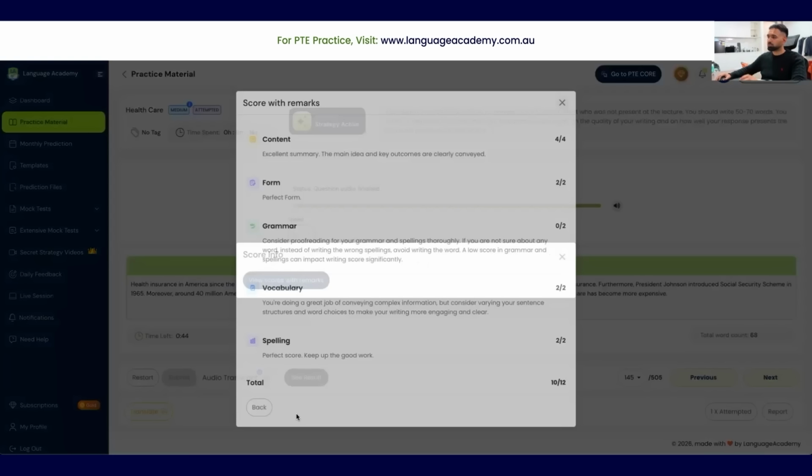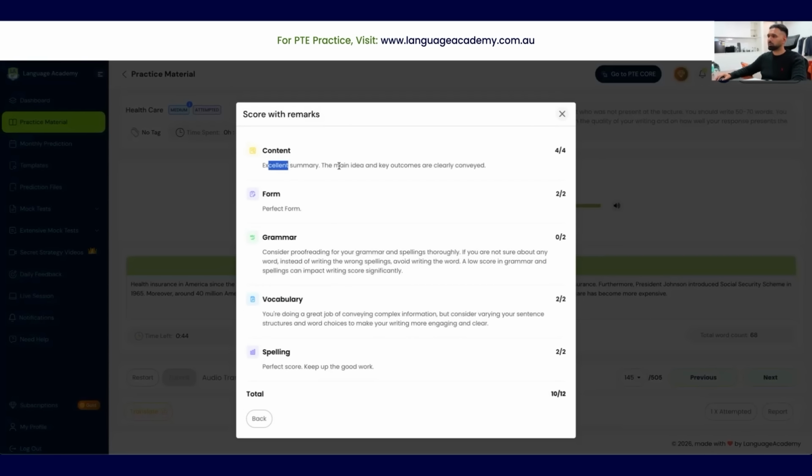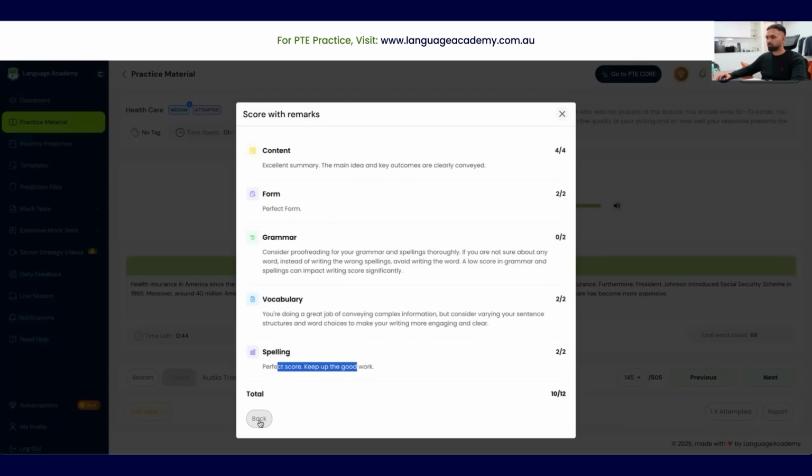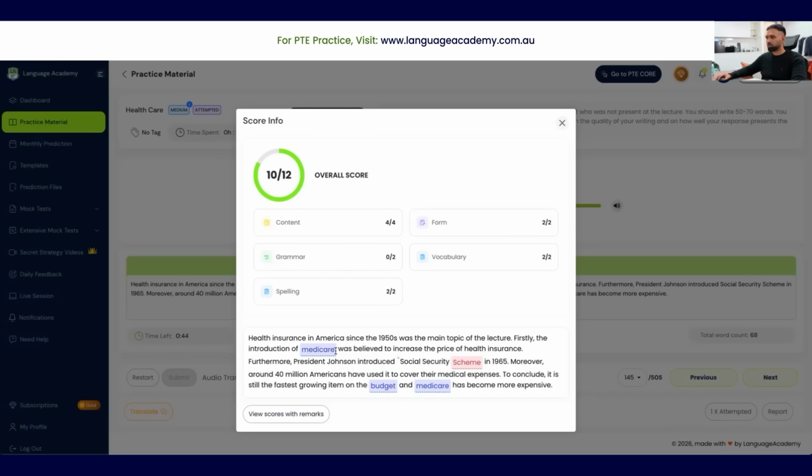Content is good. If you look at the scores with remarks: excellent summary, the main idea and key outcomes are clearly conveyed. Perfect form, you need to work on your grammar. Vocabulary is good, spellings are fine as well. So what I need to be careful about, straight away I've lost 1 point here, 1 point here because I've not capitalized Medicare, right?